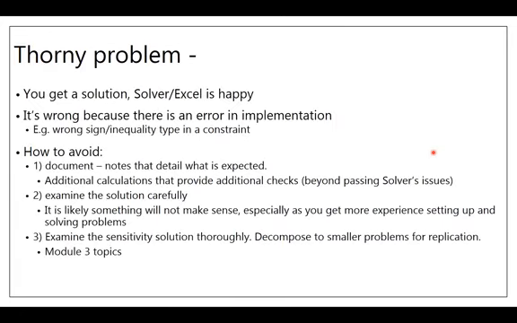And then finally, the thorny problem. You get the solution, and Solver in Excel is happy. It's wrong because you have an error in the implementation, and it's probably the wrong sign on some kind of inequality type in a constraint. But Solver can't tell you that because Solver solved the math problem you gave it, right? So long ago there was this thing GIGO, garbage in, garbage out. You didn't mean to. You wrote everything down and did a nice problem.